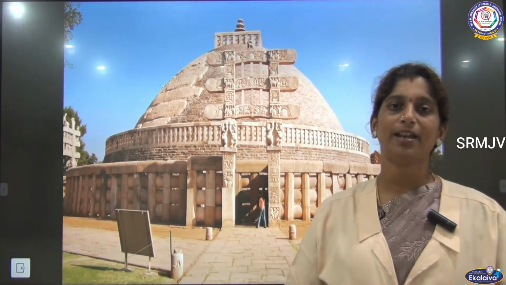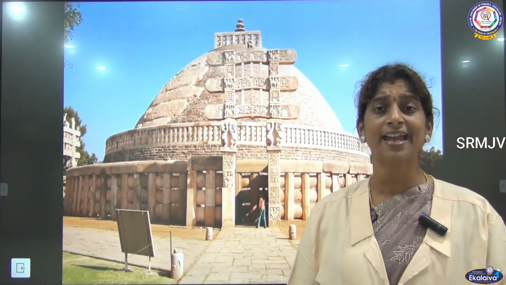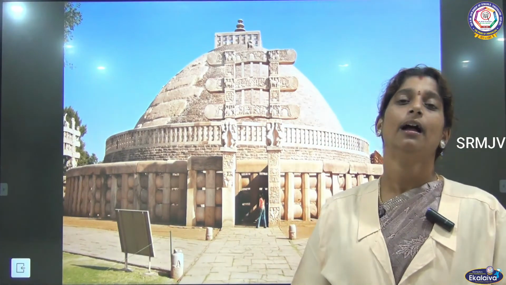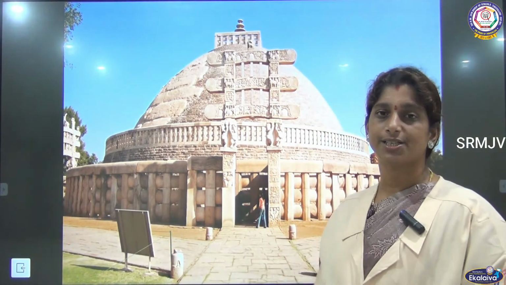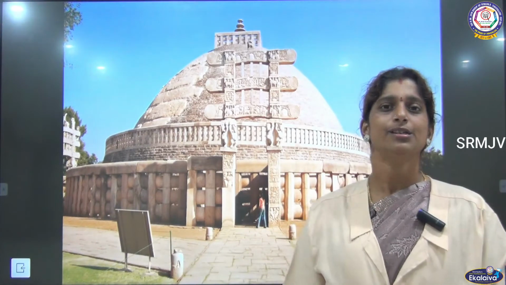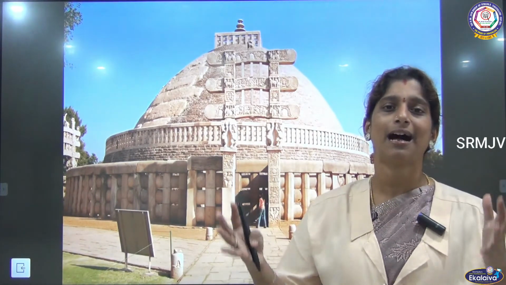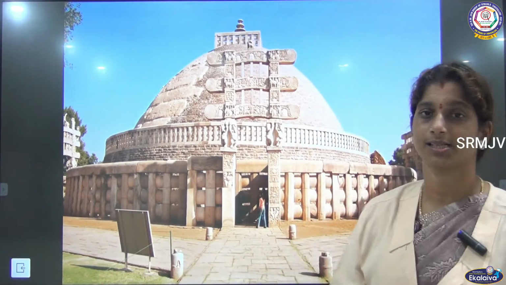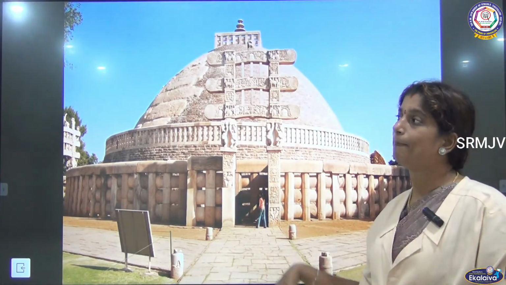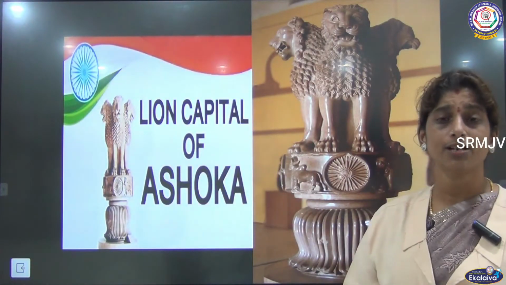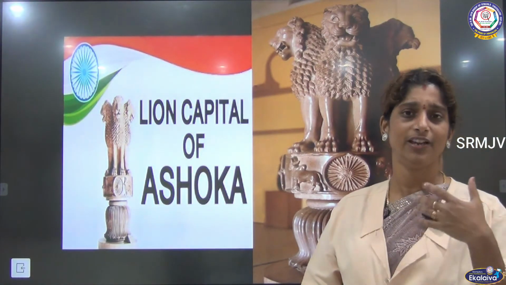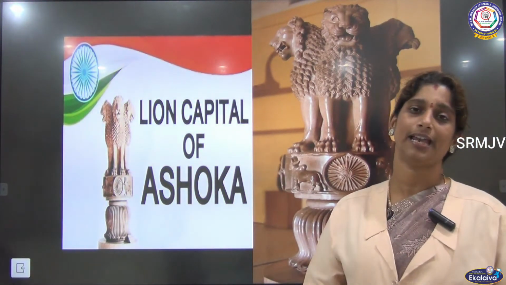So this is the picture of the great stupa built by Ashoka. It is located in Sanchi. It is there even today. So the Mauryan kings very much adorned all these arts and architectural works. This is one such example, and this one you would have seen regularly, we are regularly seeing this on a daily basis.